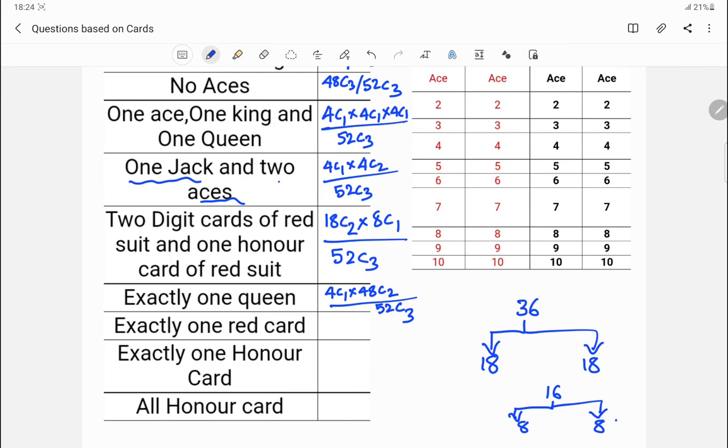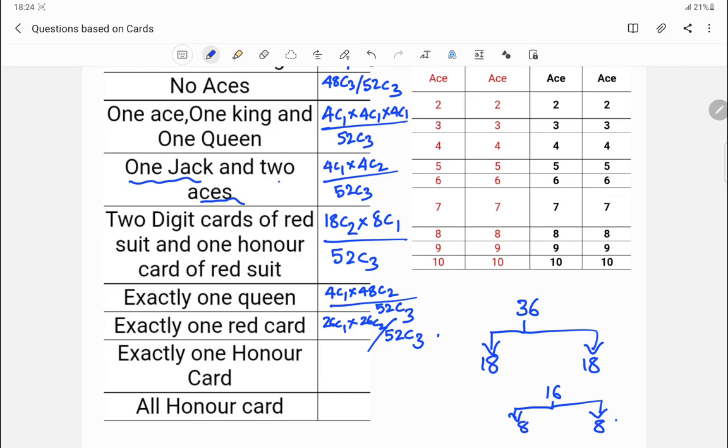Next question is, there should be exactly 1 red card. So how many red cards are there? There are 26 red cards. I will draw 1 from those 26 red cards, and if I subtract 26 from 52, there will be 26 more cards. Those are black cards. Out of these 26 I'll draw 2, and this is divided by 52C3.